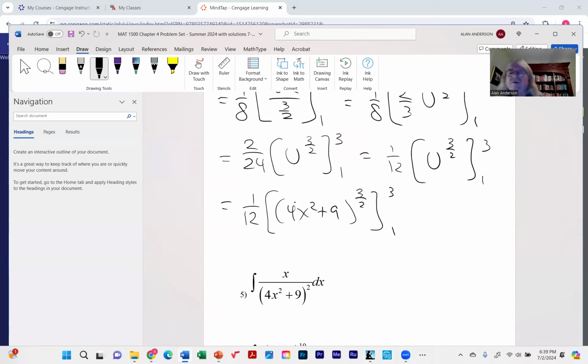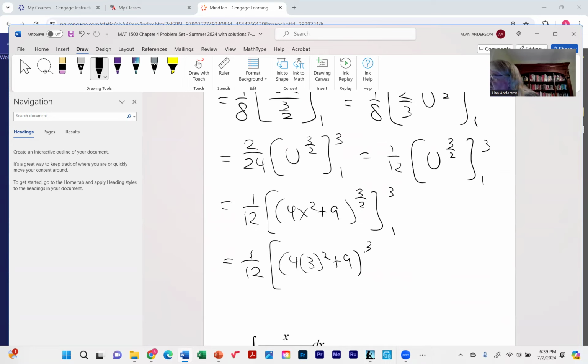And now what we have to do is, of course, evaluate it. So we'll keep the 1/12 on the outside. So we're going to evaluate this first at x equals 3. And what we're doing here, of course, is based on the fundamental theorem of calculus. Then we're going to subtract the same function evaluated when x equals 1.